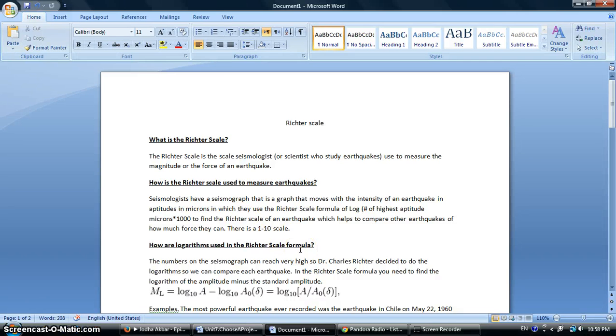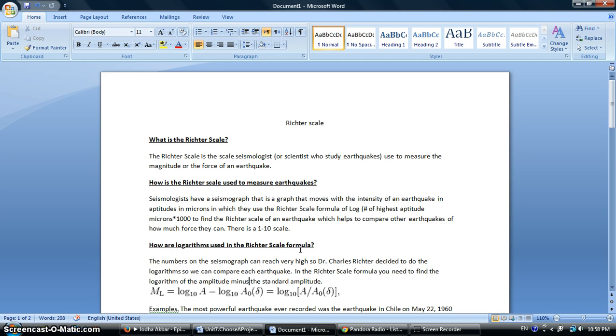The Richter scale. Hi, I'm Leila Clausen. I'm doing the Richter scale and what it is, how it is used to measure earthquakes, how a log is used, and the Richter scale formula.